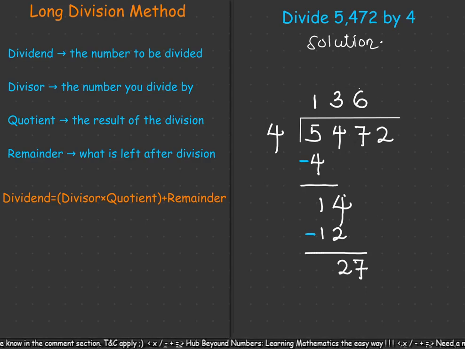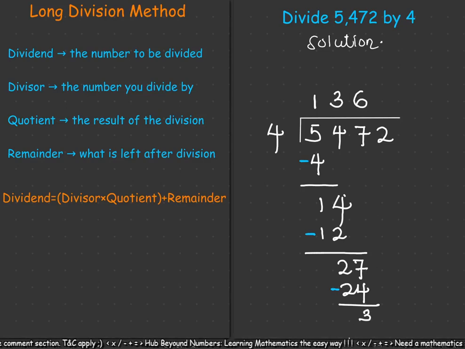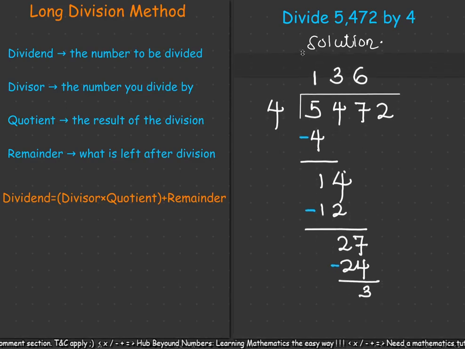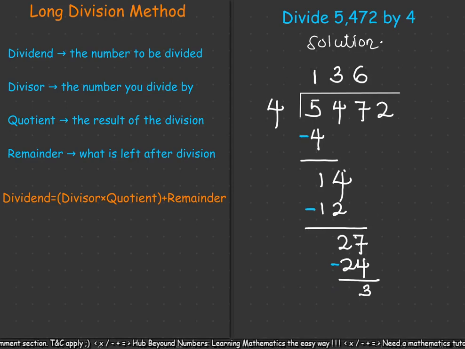And you also do your multiplication. 6 times 4 gives us what? A 24. So we write your 24. And once again, we do our subtraction. You see? So you have 27 minus 24. That gives you a 3. You see? So gradually, we are getting to the last digit, which is 2.